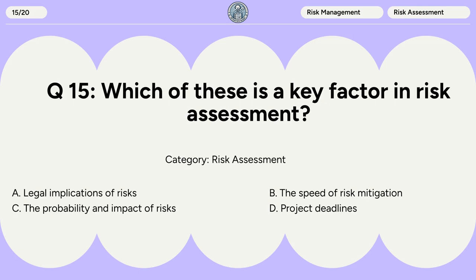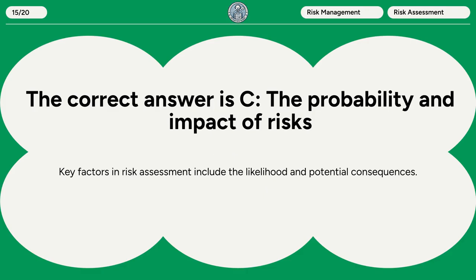Question 15. Which of these is a key factor in risk assessment? A. Legal implications of risks. B. The speed of risk mitigation. C. The probability and impact of risks. D. Project deadlines. The correct answer is C. The probability and impact of risks. Key factors in risk assessment include the likelihood and potential consequences.